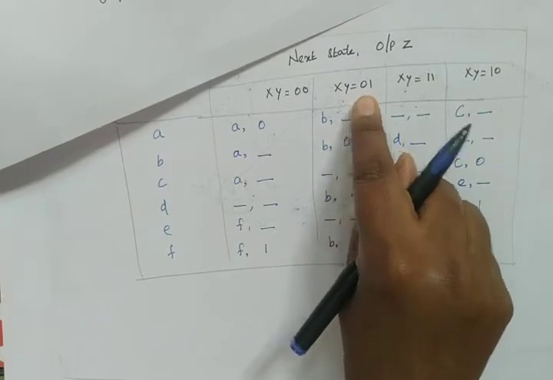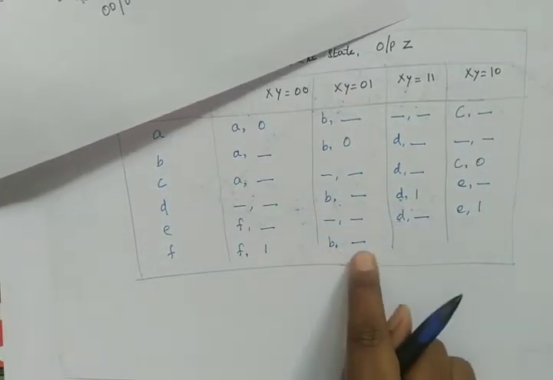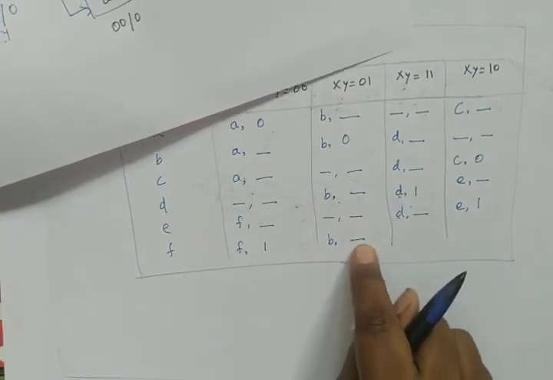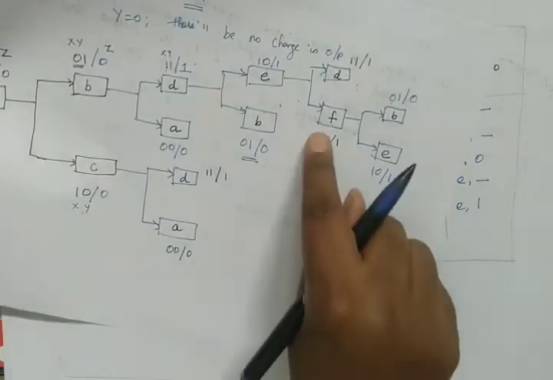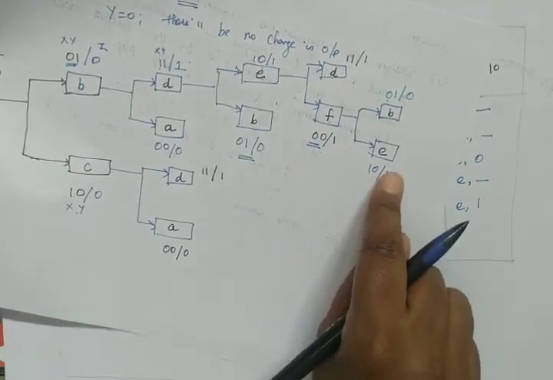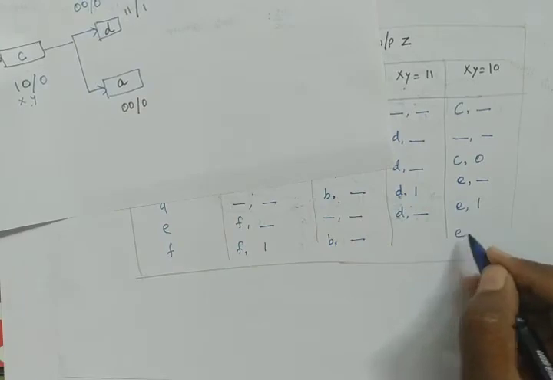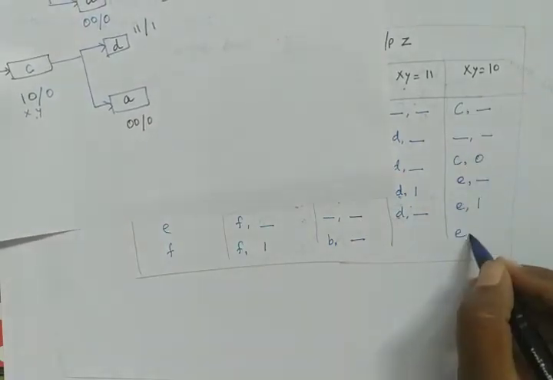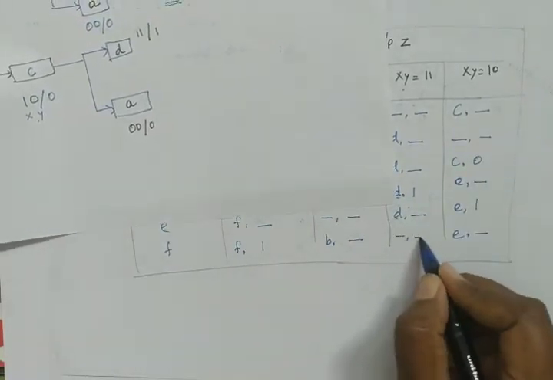The present state is 0, 1. It moves to B. Since it is another state, we should not represent output here. Then F, it will move to E when it is 1, 0, and you should not represent output here. And here we don't have anything.